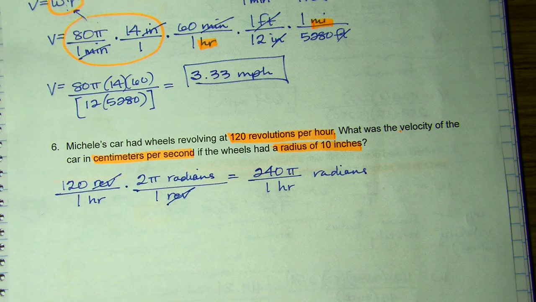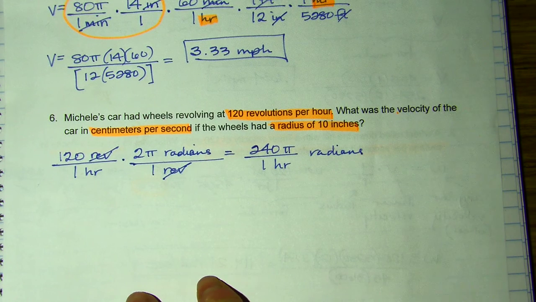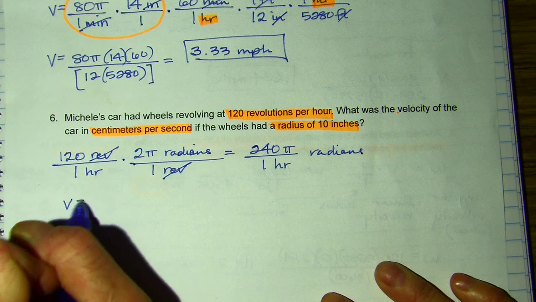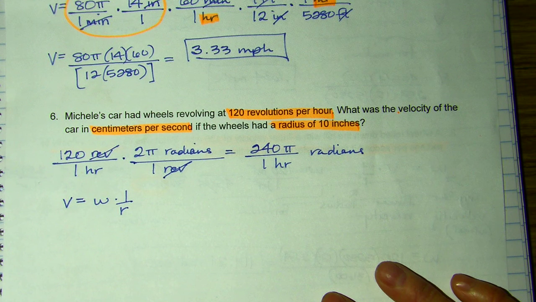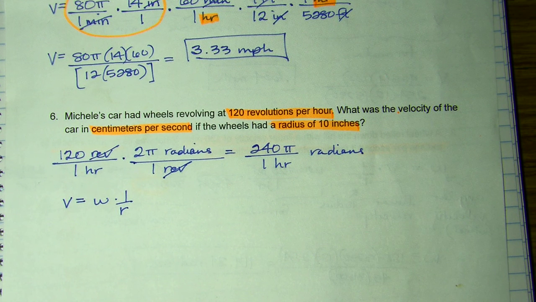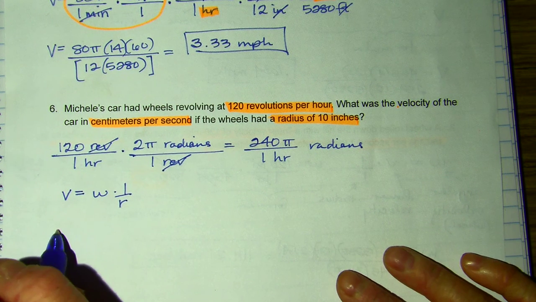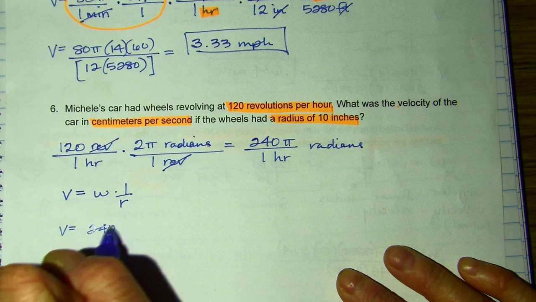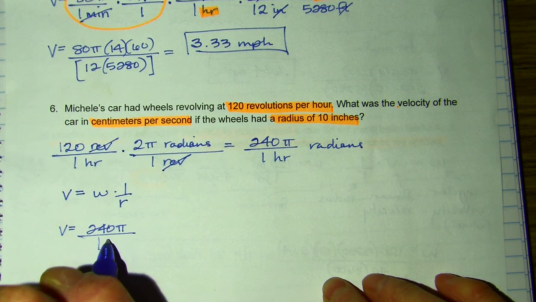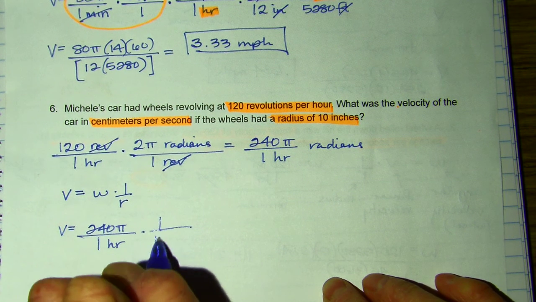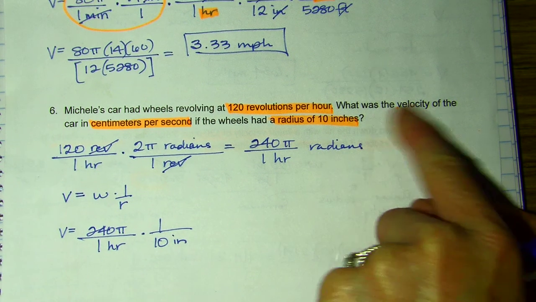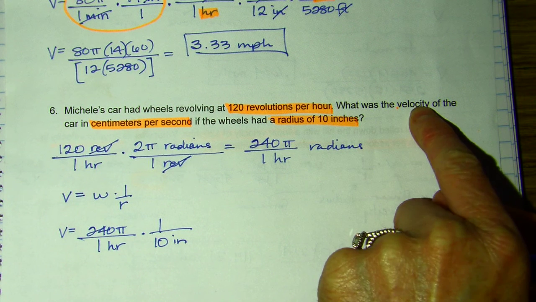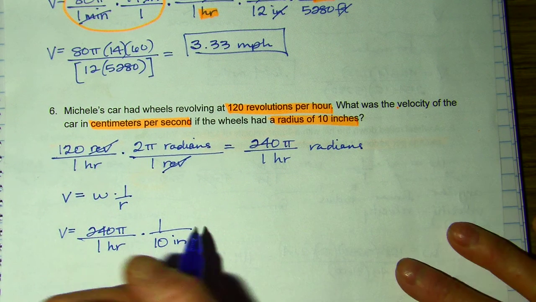Okay, W, angular velocity, has to be in radians. So I now have velocity equals W times 1 over R, right? So here we go. I have velocity equals 240 pi radians per 1 hour times 1 over a radius of 10 inches. I'm using this formula because it asked me for the velocity, and when it asks me for velocity, I'm finding velocity. I'm going to do all my conversions.